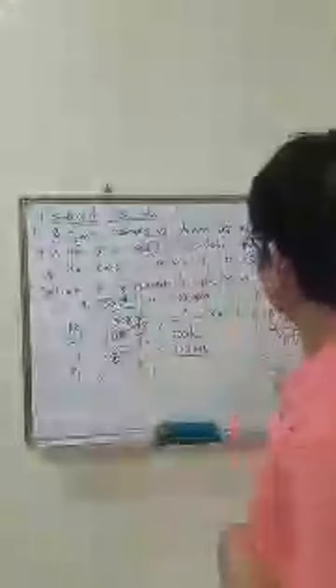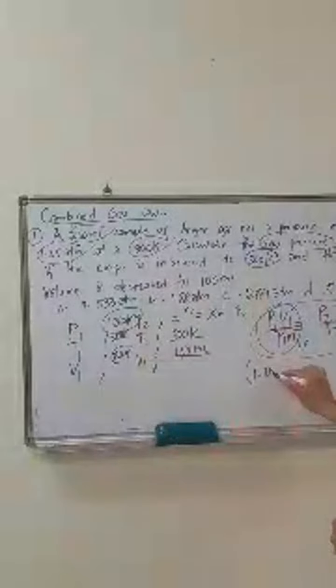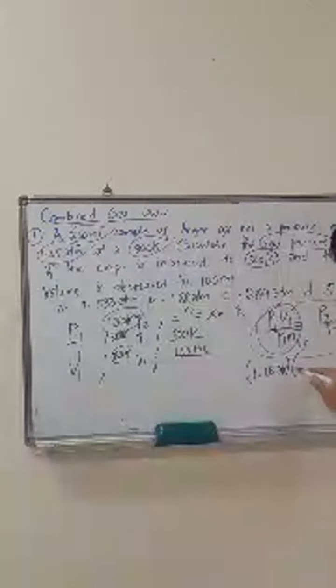Okay, so now we substitute. Pressure 1 is 1.25 atmosphere. Volume 1 is 250 ml. Now guys, here you have to check the compatibility of the units.